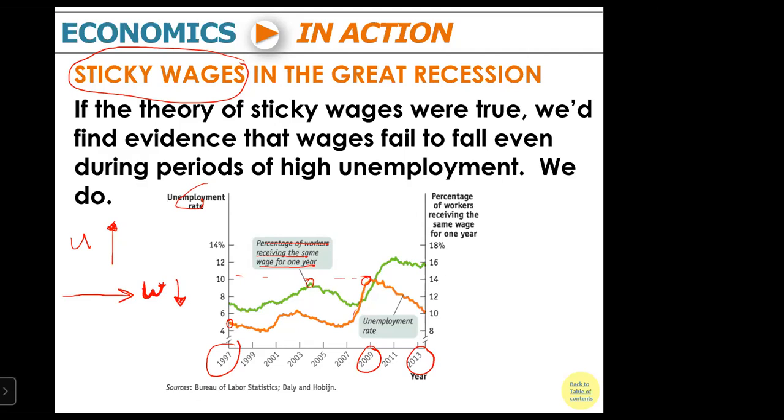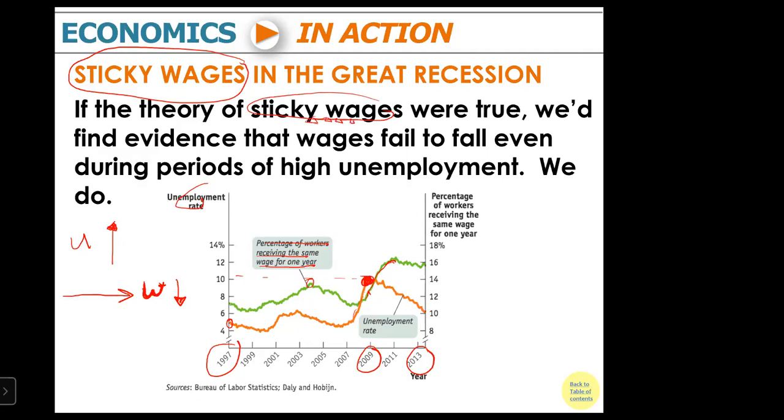But if we look at the data, we find out that during the peak of unemployment, there are more and more people instead of less and less people receiving the same wage as they had before. So this is a strong indicator that shows wages are sticky, right? So wage can't flexibly adjust, right? So that is support for our assumption, okay?